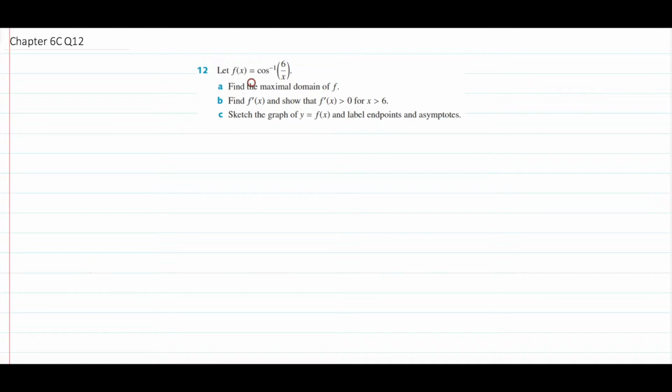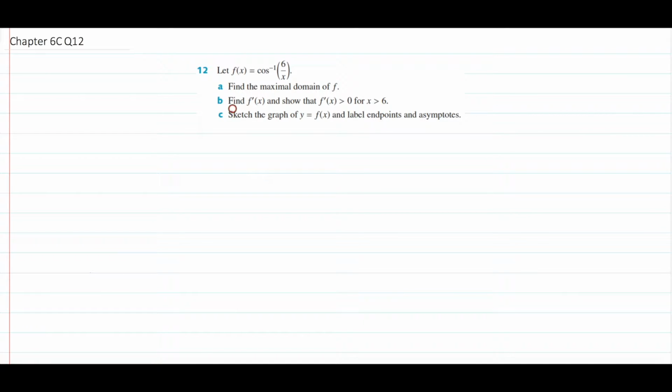Question 12. Let f(x) equal the cos inverse of 6 over x. So you can already see why I picked this question to be in the tutorial video. It's because this equation right here is abnormal. It's not your typical inverse circular function.